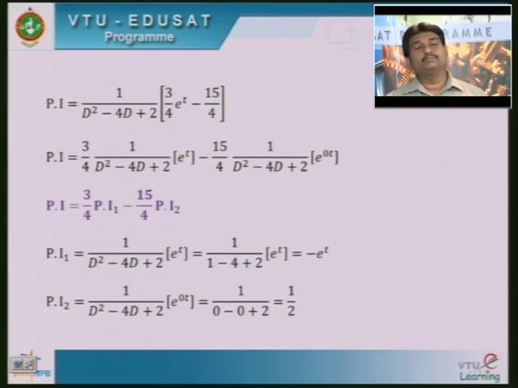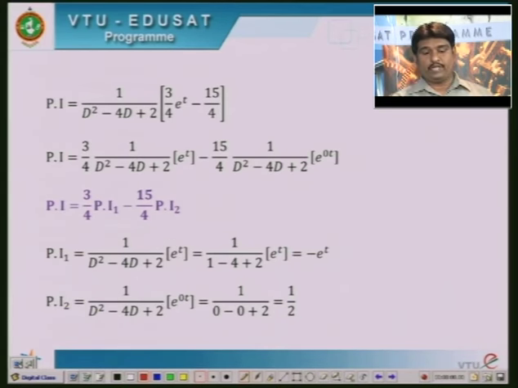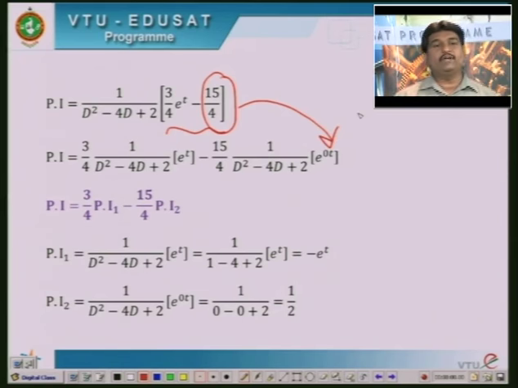Now the particular integral. It is 1/f(D), where f(D) is D² − 4D + 2, operated on the RHS part, which is independent of y, and we have converted x in terms of t. So the RHS will be a function of t: (3/4)e^t − 15/4. I will write this 15/4 as (15/4)e^(0t). So, separating PI, PI will be 3/4 times PI1 minus 15/4 times PI2.